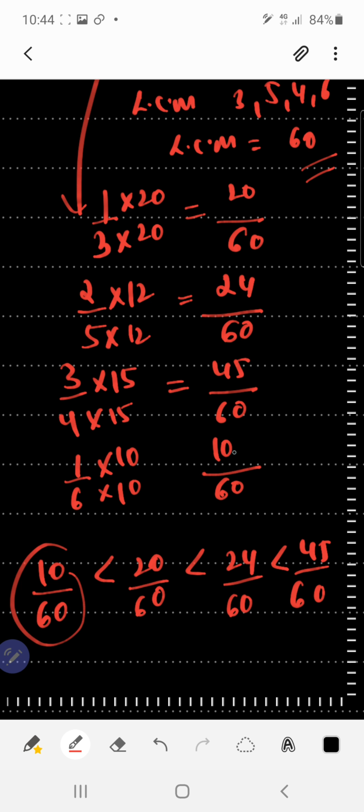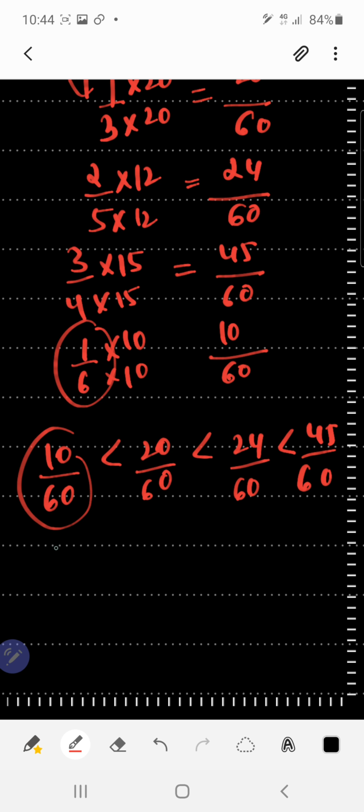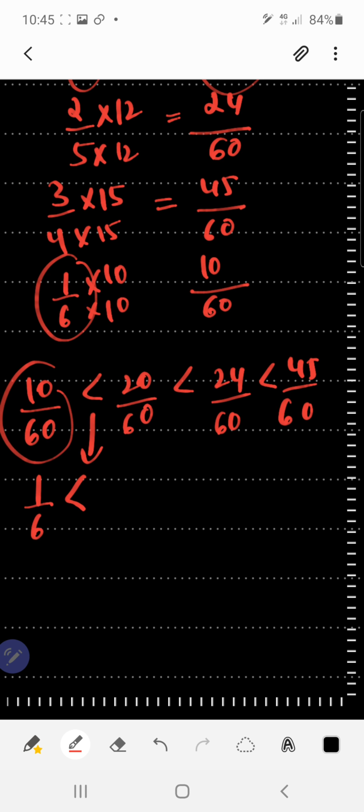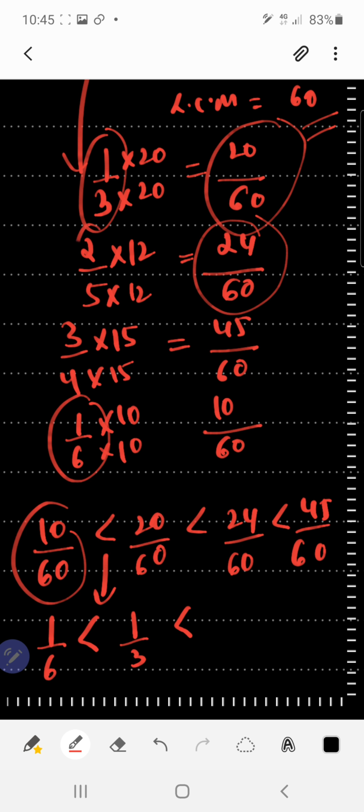10 upon 60 आपको किस में से मिला था? 1 upon 6. So here you have to write 1 upon 6. Put the same sign here. 20 upon 60 आपको कहाँ से मिला था? 1 upon 3. So I'll write 1 upon 3 here. 24 upon 60 का original fraction क्या था?